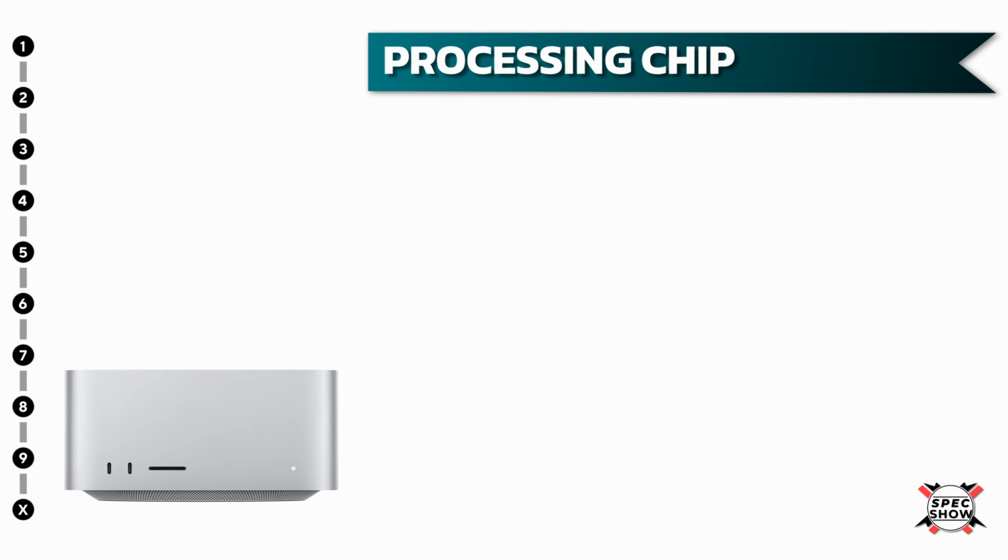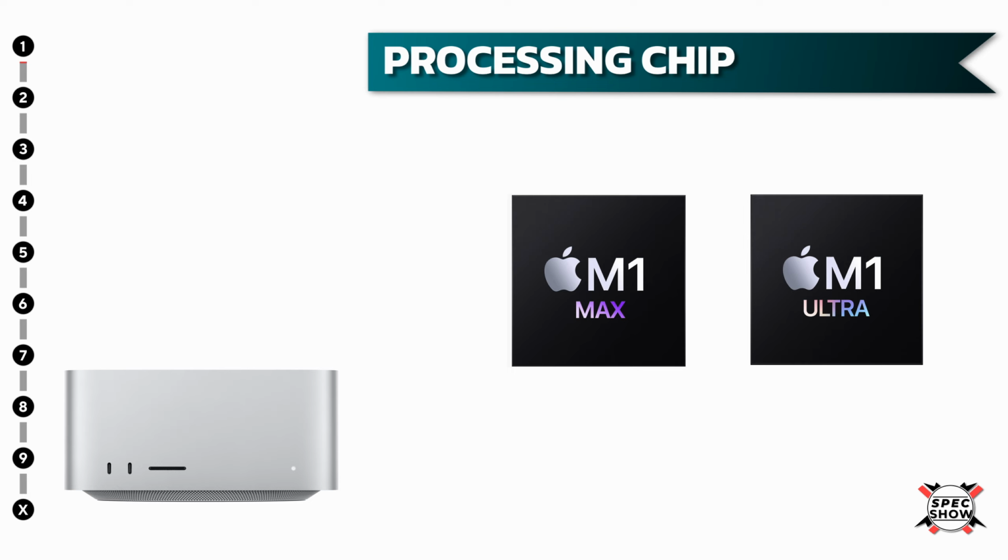The whole new Mac Studio is powered by two processing chips, M1 Ultra and M1 Max. Among them, M1 Ultra was introduced along with Mac Studio in the March 2022 event, and it is also considered to be the most powerful M1 chip built till now.